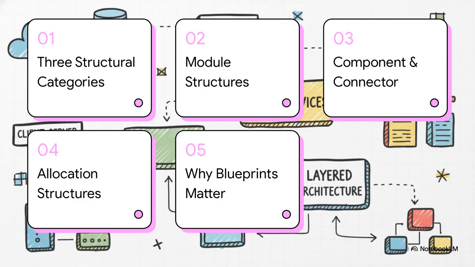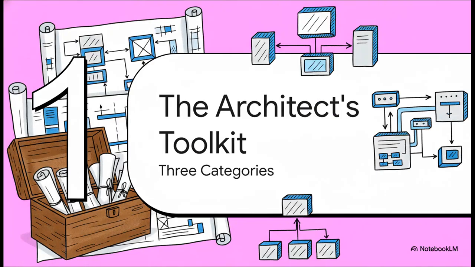So, here's our game plan for this explainer. We're going to unpack the architect's toolkit, starting with the three main categories of structures. Then we'll dive into some key examples from each one. And finally, we'll connect it all back to why having these different blueprints is so absolutely critical. All right, let's crack open that toolkit.